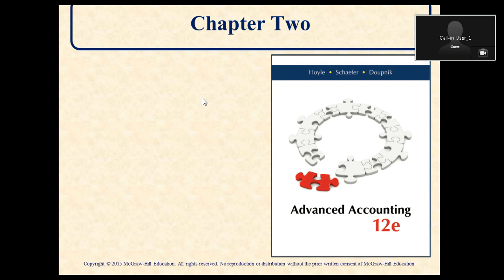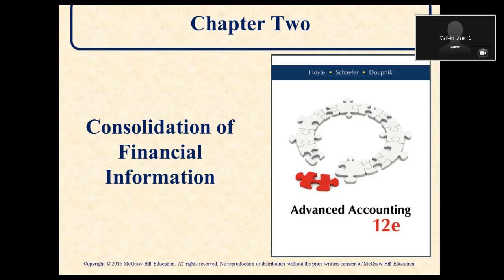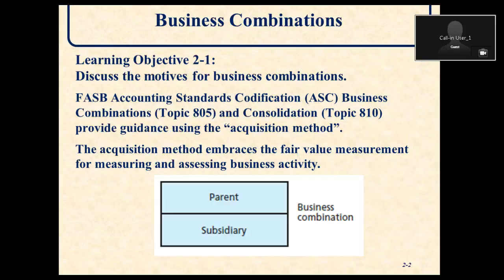So this chapter covers when we have to consolidate the financial statements because one company either purchases another company's assets, or there are different combinations, as we're going to look at here. So we're taking it a step further in this chapter, and how this combination needs to be reported on financial statements. So basically, why do companies combine?